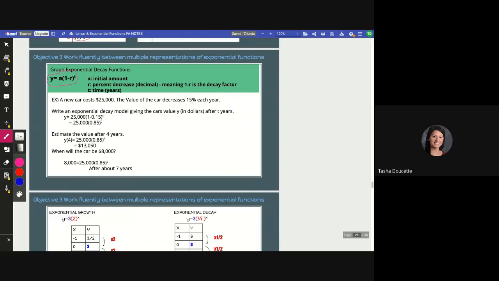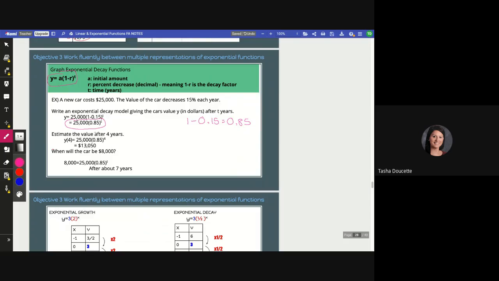So what I'm going to do first is figure out what the rate is. I write my percent in decimal, and I subtract it from 1. So that's 1 minus 0.15, which gives us 0.85. That's what we've done here. So our equation is 25,000 times 0.85 to the t power.